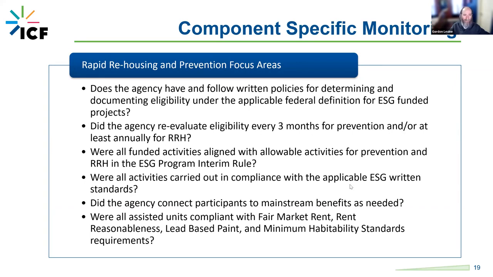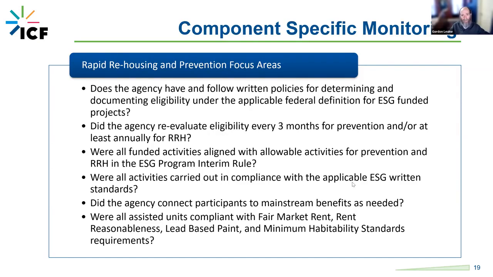Were all funded activities aligned with allowable activities? So did you spend money on eligible costs? Were the activities compliant with the applicable ESG written standards, which again, subrecipient and HCD? Did the agency connect participants to mainstream benefits as needed? So this is really about duplication of services, but also about ensuring participants are connected with the support they need to stay stably housed.